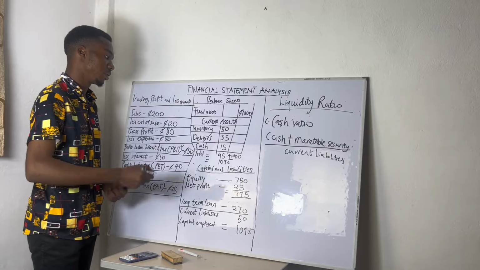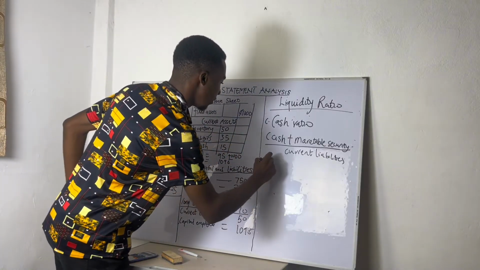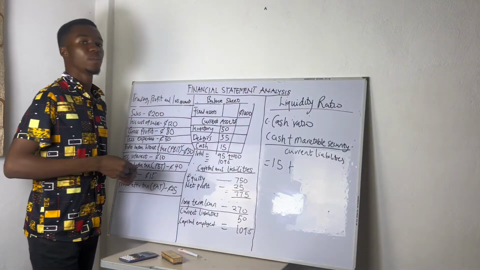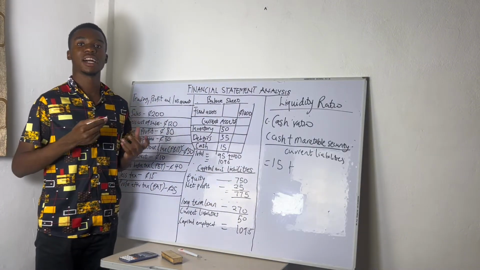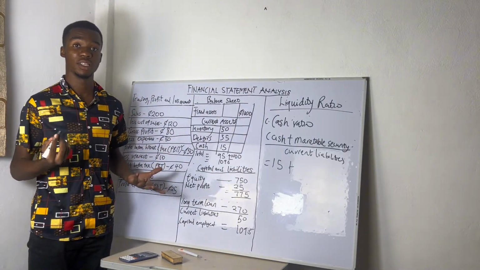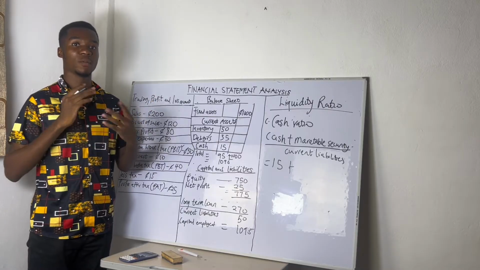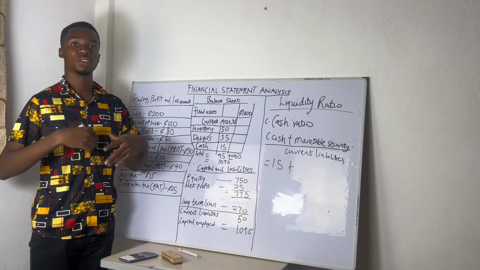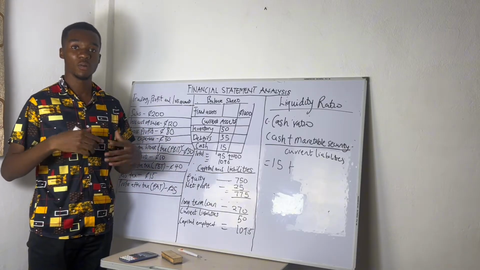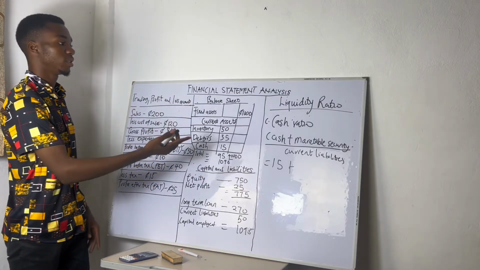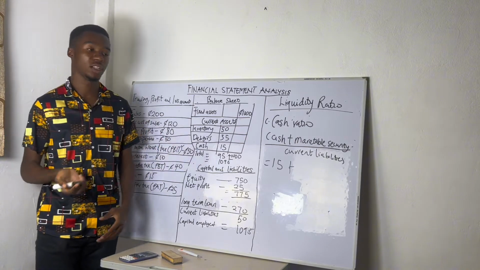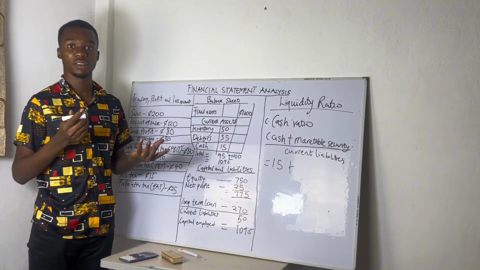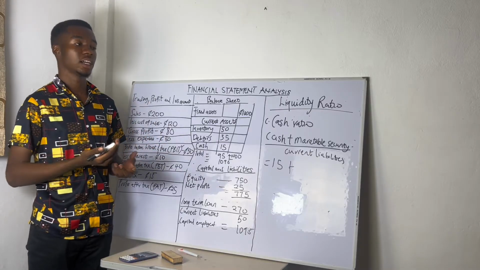So let's substitute the values. Cash is 15. Then marketable securities. Marketable securities are things that can be converted to cash very quickly, like you are very sure that thing can be converted to cash, not like it's 50-50. An example is treasury bills, because for treasury bills, anytime you want your money, you can go for it. So if you see treasury bills in the question, you add it to the marketable securities, and any other thing that can be converted to cash very quickly.